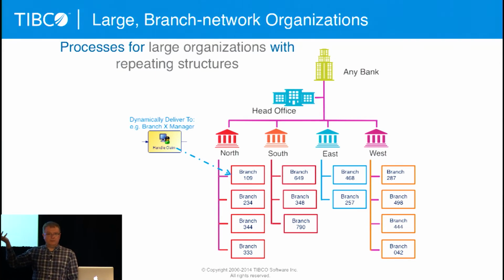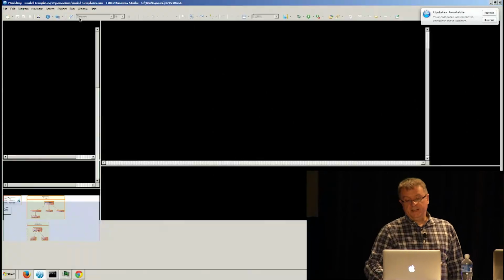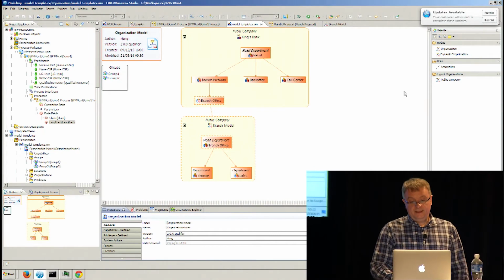I want the branches to appear and disappear. I want the resources to be mapped in and out of those organizational positions within the branch. And then I want to be able to define dynamically how to deliver work into that position within the branch. So if we go now and look at this other example here, this organizational model now is slightly different.